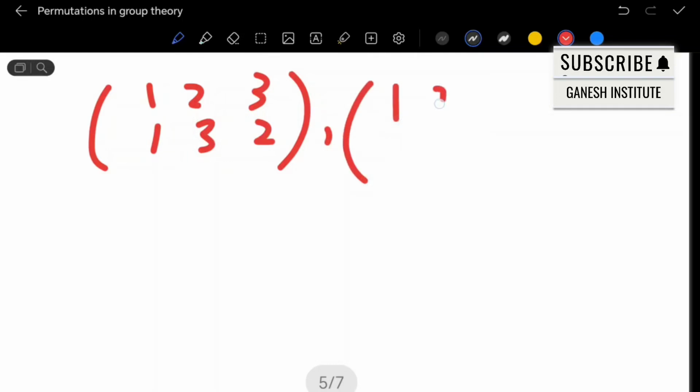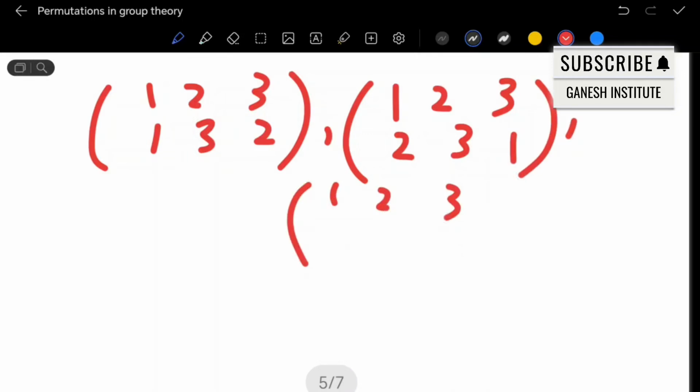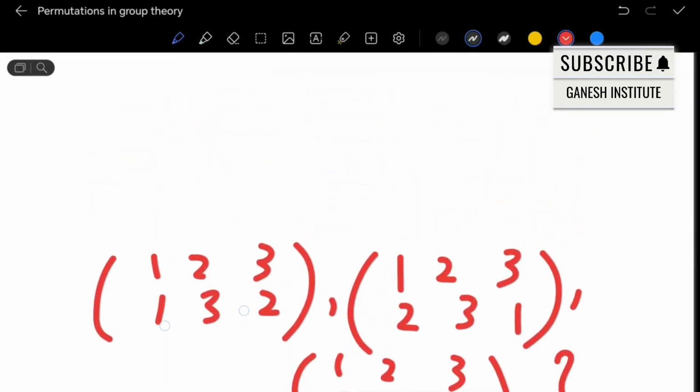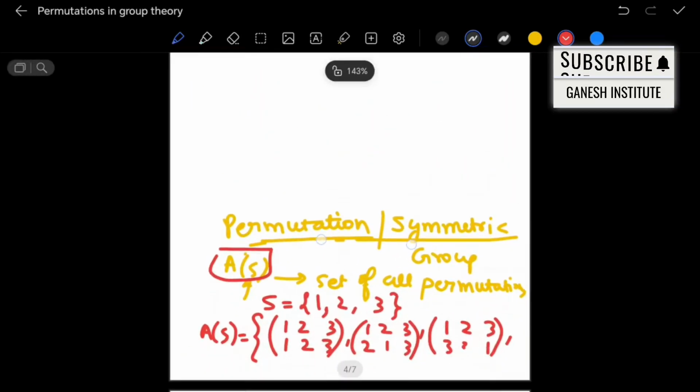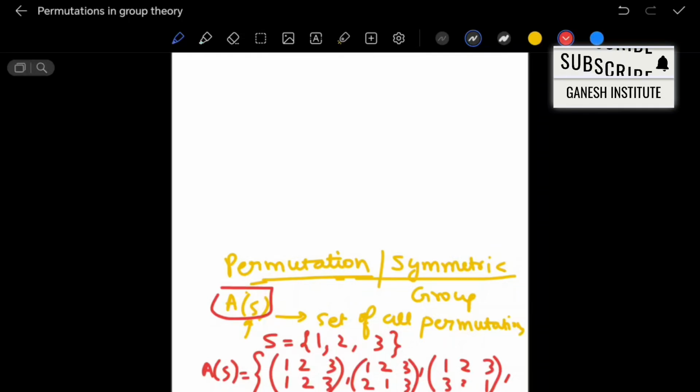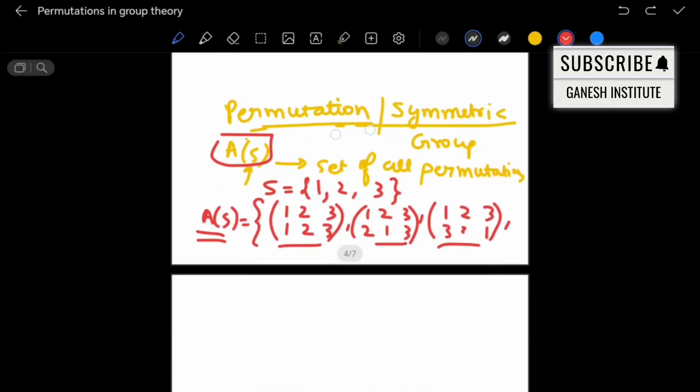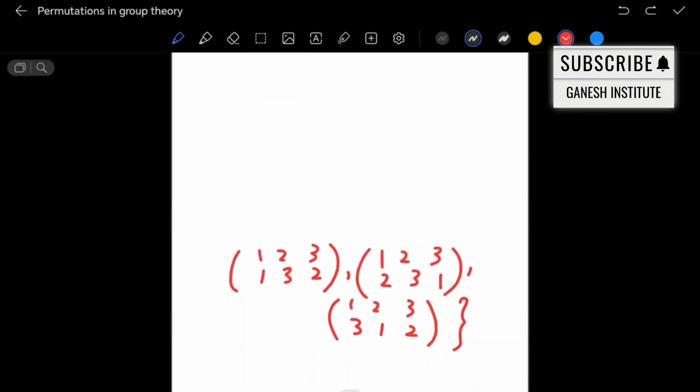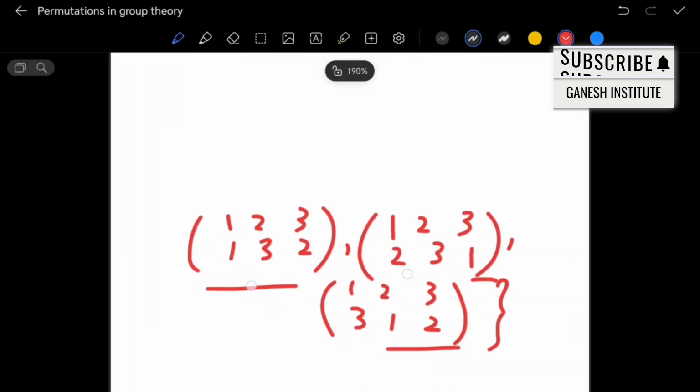What else can you have? Again 1, 2, 3. 1 can be connected to 2, 2 to 3 and 3 to 1. And you may have 1, 2, 3 connected to 3, 1, 2. Can you see how many elements you have in this set? 1, 2, 3, 4, 5, 6. 6 elements, right?